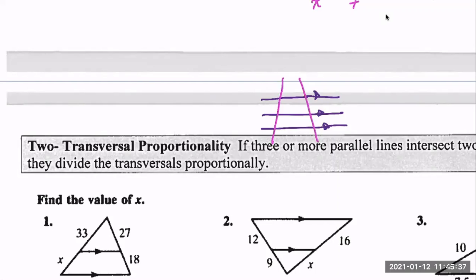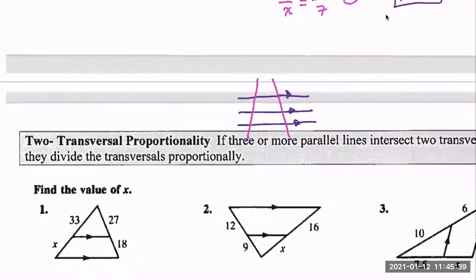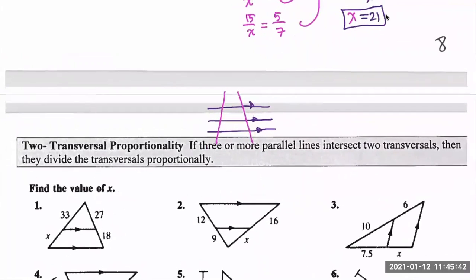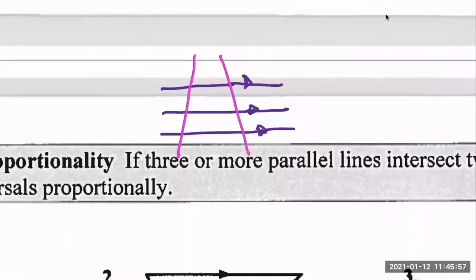Okay, so this is saying if you have 3 or more parallel lines intersect 2 transversals, then they divide the transversals proportionally. So kind of imagine what we just did. If this had gone on further and this was a triangle, then basically these sides are divided proportionally. So I'm just going to add letters to represent the segments here. Let's call this A, this segment B, this segment C, and this segment D. A is just to describe this length right here that I'm highlighting.